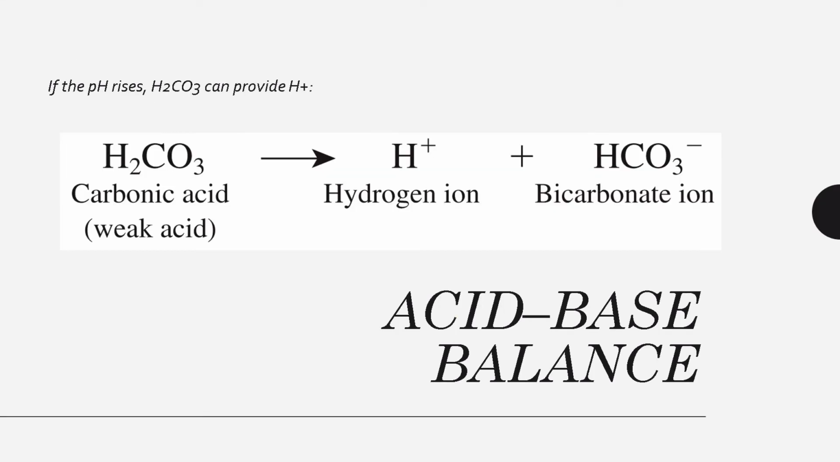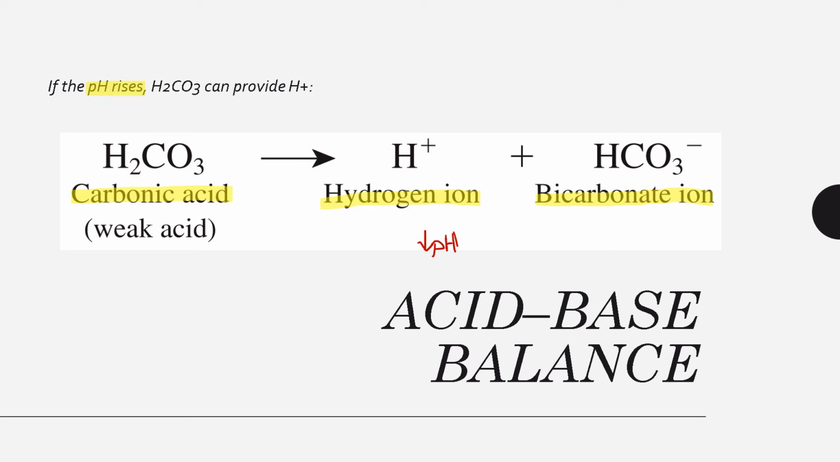Here on the other side, we have an increase in pH. So for example, a base was added. This is when the carbonic acid can provide hydrogen ions to solution. So it will dissociate into a free-floating hydrogen ion and a bicarbonate ion, decreasing that pH, making the solution more acidic because we're releasing those free-floating hydrogen ions back into solution.